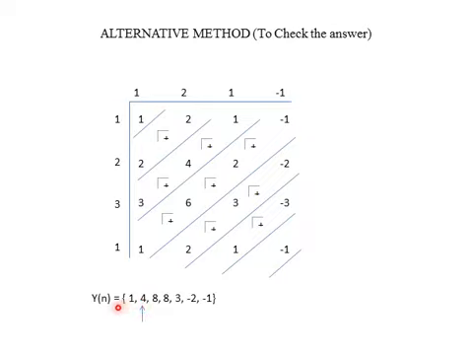So this is how you can perform convolution and find the response of any DT-LTI system using the graphical method, and you can check the same answer using this alternative diagonal method. Hope you all understood this.